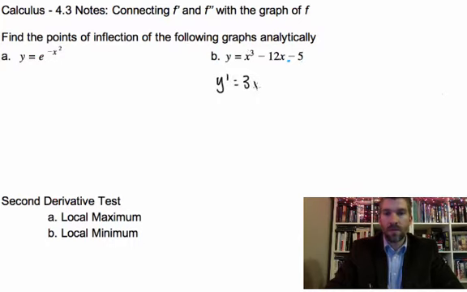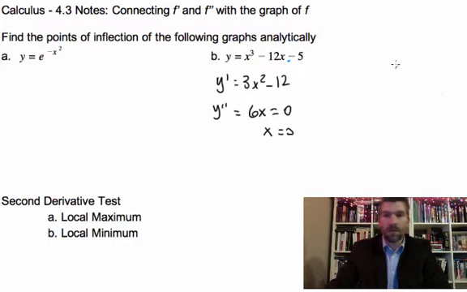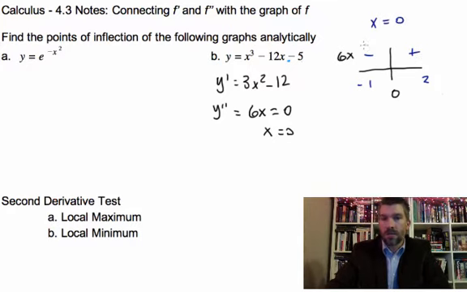Y prime is 3x squared minus 12. Second derivative is 6x. So we just need to know where 6x is equal to 0. And again, that's not too bad. It's at 0. So when I work out a little quick sign chart, I've got 0 here, and I've got 6x right here. Pick any number. Pick negative 1, pick positive 2, and you get negative, positive. So what's your point of inflection? Point of inflection occurs when x equals 0 because we're concave down, then concave up.